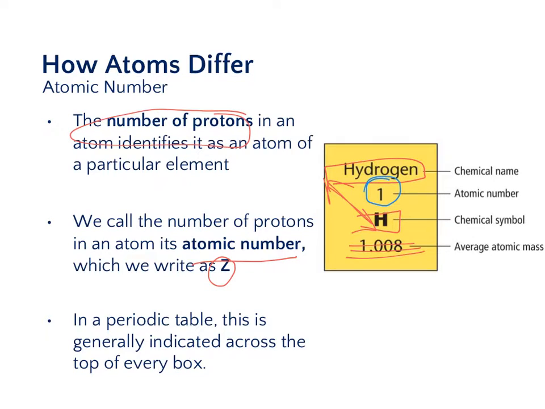So with this I can say that one atom of hydrogen has 1 proton. If I said one atom of hydrogen has 2 protons, I don't have an atom of hydrogen at all. I have an atom of helium. The number of protons dictates what I have. Not the electrons, not the neutrons, nothing else. The only thing that matters for determining what a chemical is, is the number of protons.